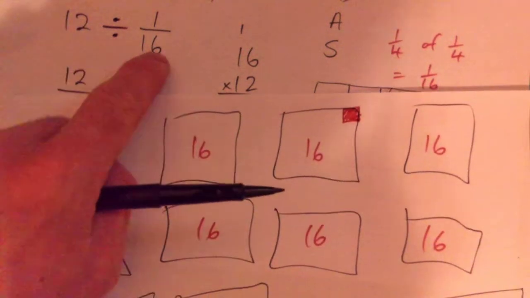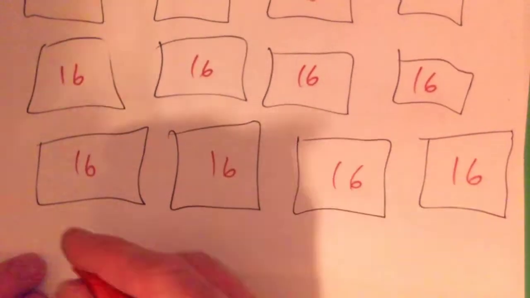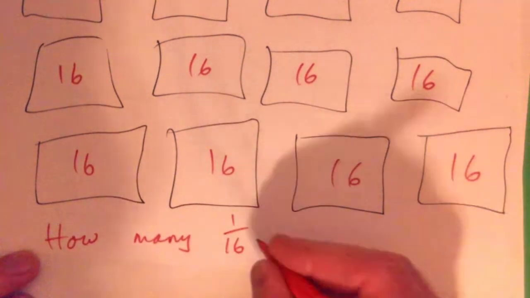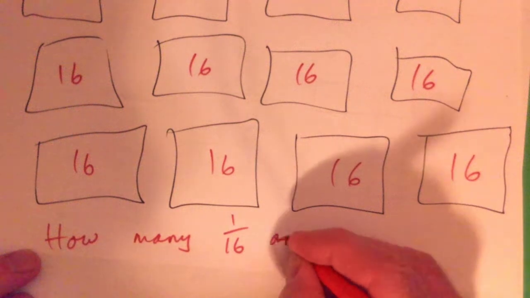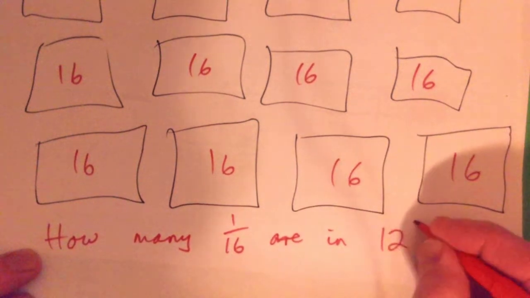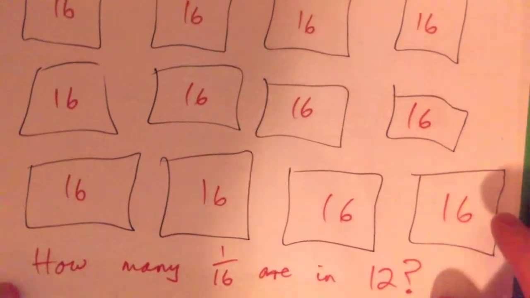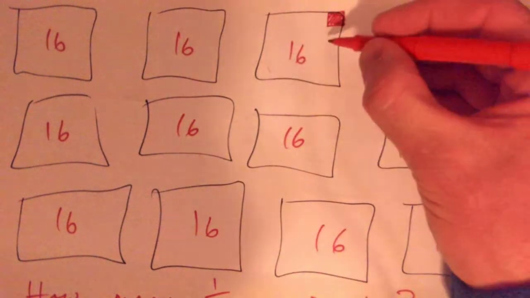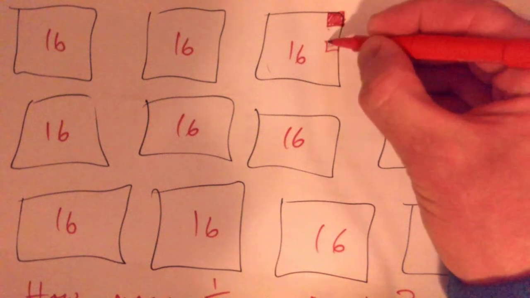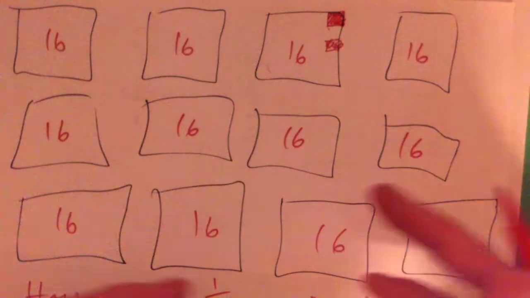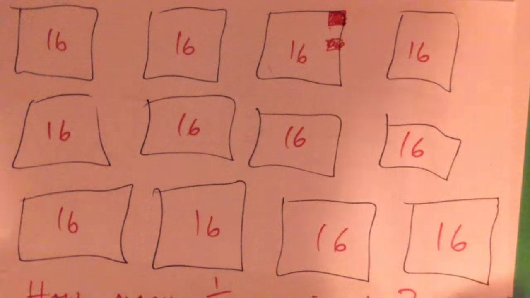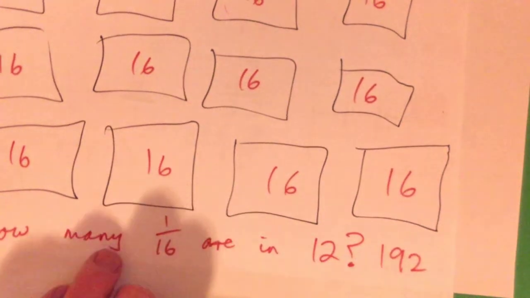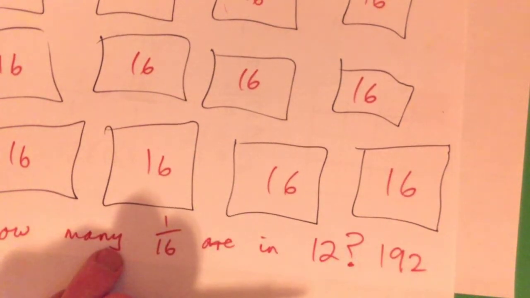12 divided by 1/16 is how many 16ths are contained in 12? And the answer is 192. Because look, every whole number has 16 of them, 16 of these little squares, isn't it? And if I have 12 wholes, I get 192. So, anyway, it does actually mean something, although it doesn't seem like it.